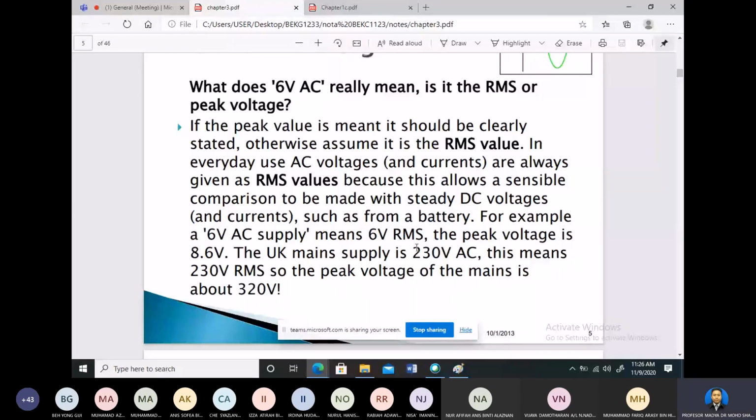Normally, if it is not given, as I mentioned to you, this value is the RMS value. You have to remember that. For example, in Malaysia, the supply in our house is 240, so 240 is our RMS value, the root mean square value.